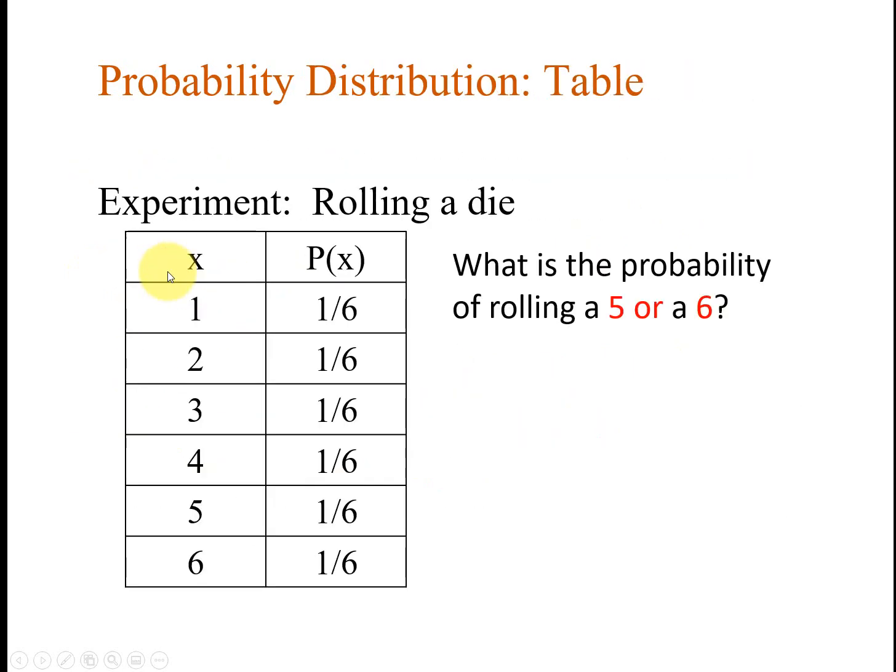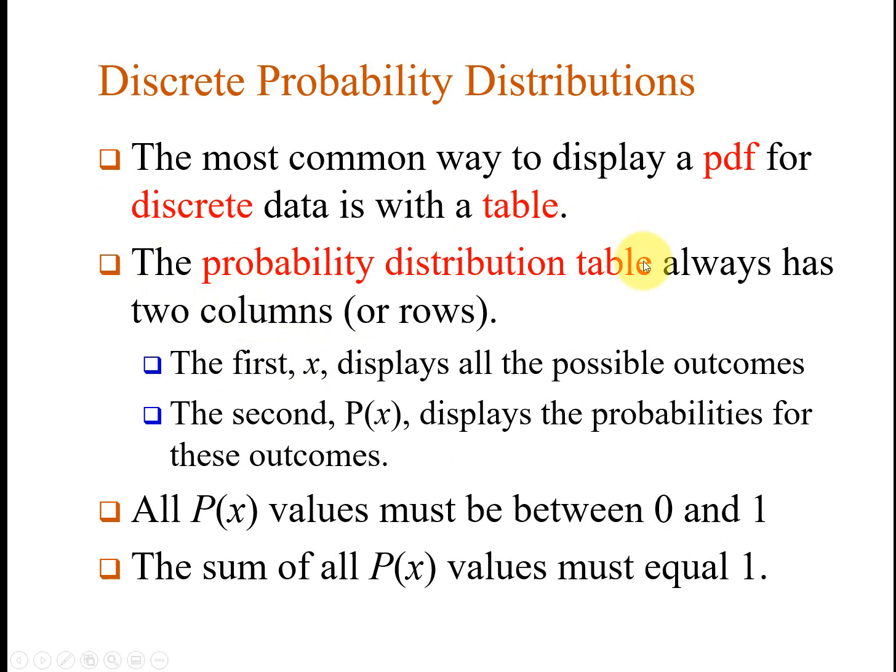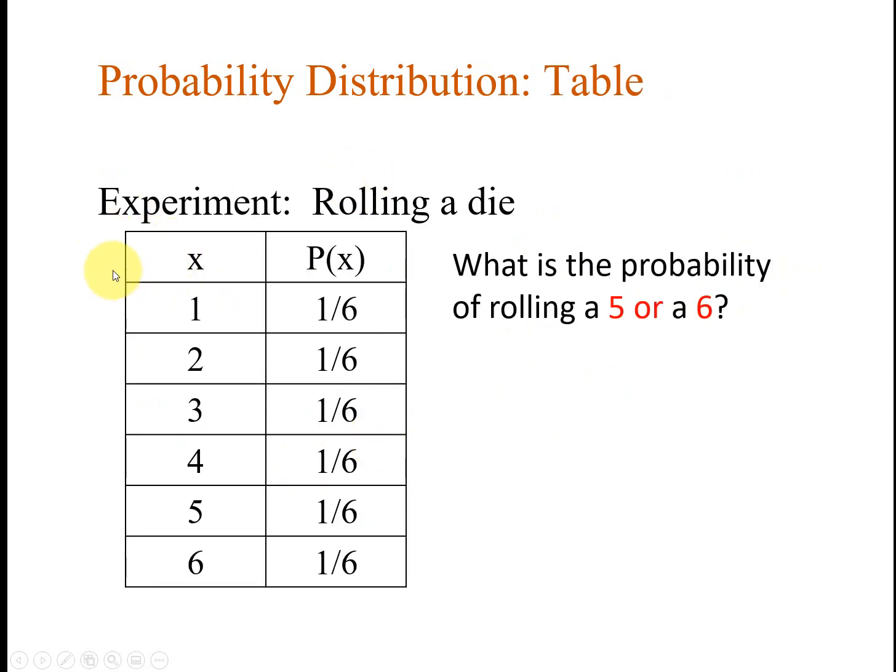So like this. And the probability distribution table always has 2 columns or rows. And to show that, the X displays all the possible outcomes, and the second is the probability of them. So to look again here, here's the X, and here's the probability of X.